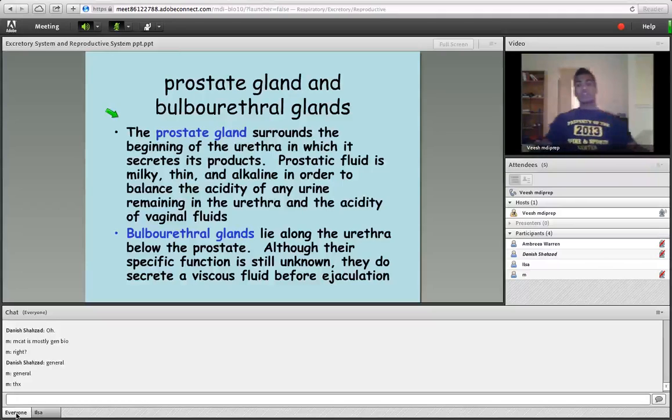The bulbourethral glands lie outside along the urethra below the prostate, and we don't actually know what function they serve, but they do secrete some sort of fluid before the ejaculation.